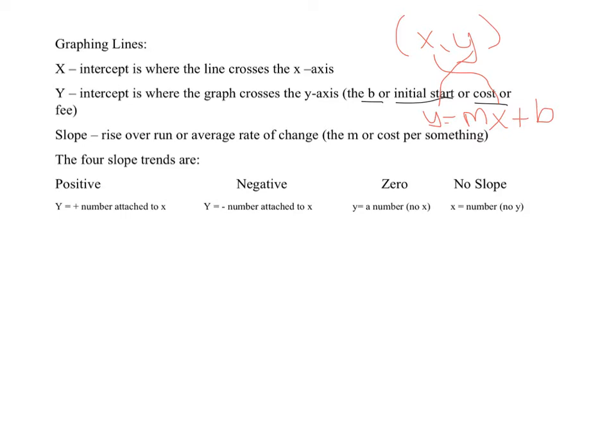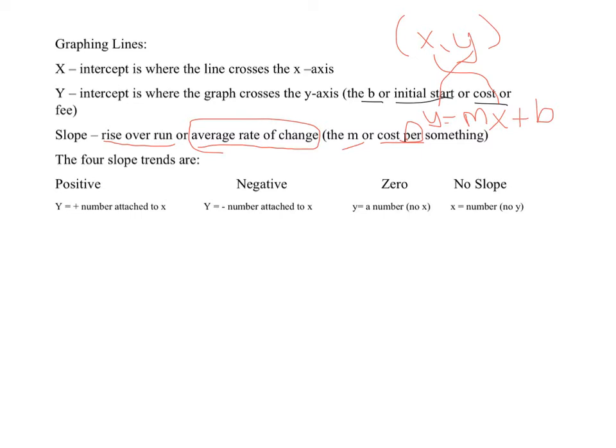The next thing we're going to talk about is slope, rise over run, or average rate of change. These words are huge, the rise over run. That helps me when I have to graph it. The average rate of change. On the Regents exam, we are always talking about the average rate of change. The m, the cost per something, okay? So when I'm talking about my formula, my slope, it's the cost per something, per month, per day, per hour. So the key word in there is per. That's what we're looking for.